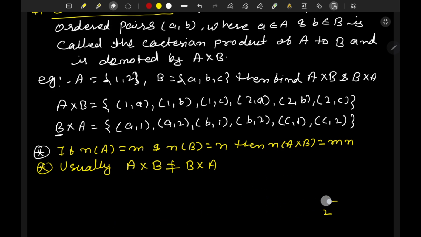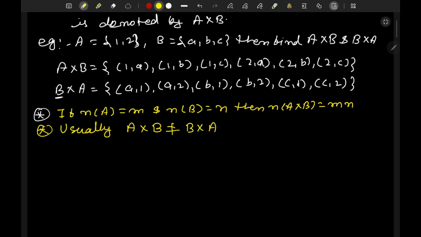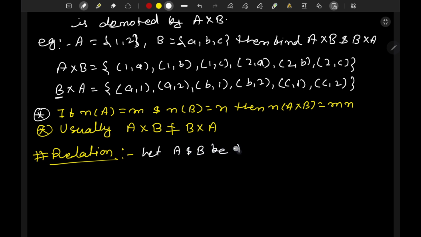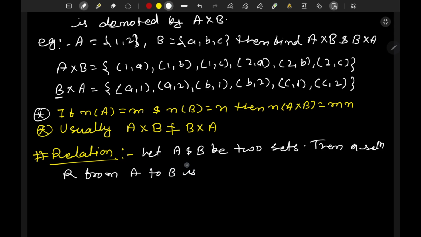Now, the definition of relation. Let A and B be two sets, then a relation R from A to B is a subset of A cross B.